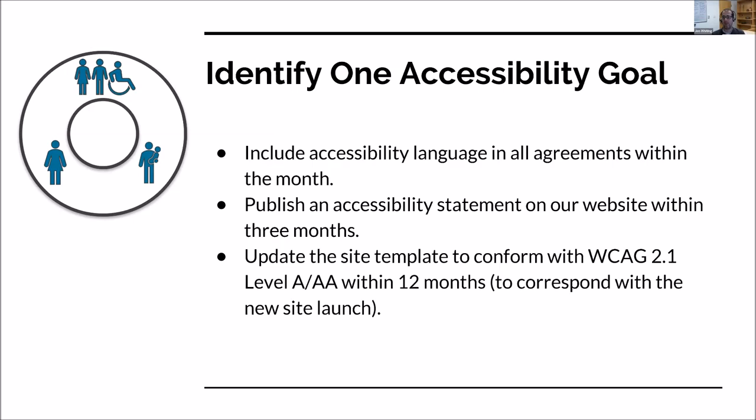One might be to publish an accessibility statement on your own website, say within the next 3 months. Maybe it won't say we meet all of the standards perfectly. Maybe it says we are working toward this. This is our commitment. Here's who to contact if you have questions or concerns, something like that.